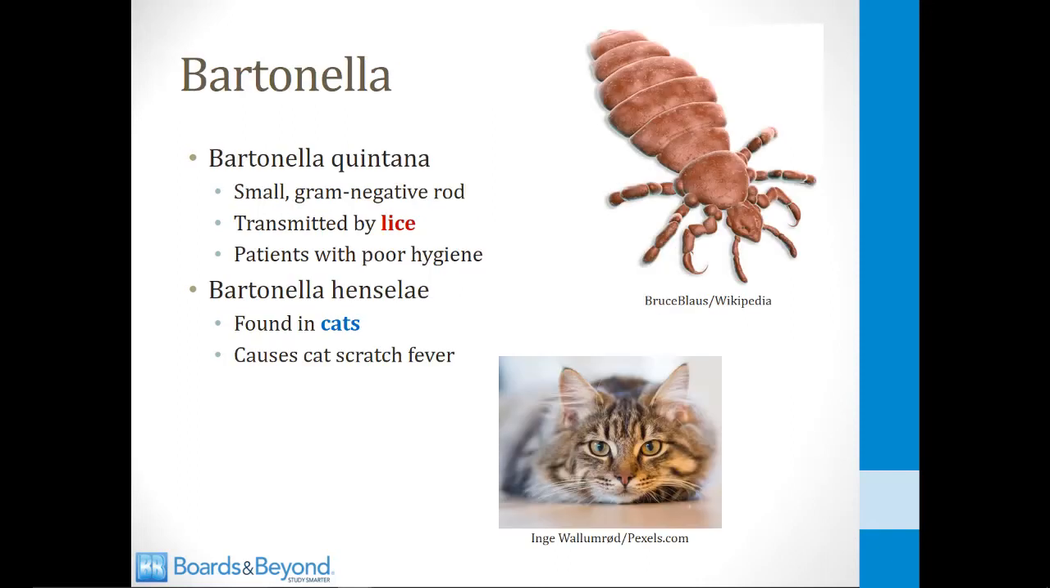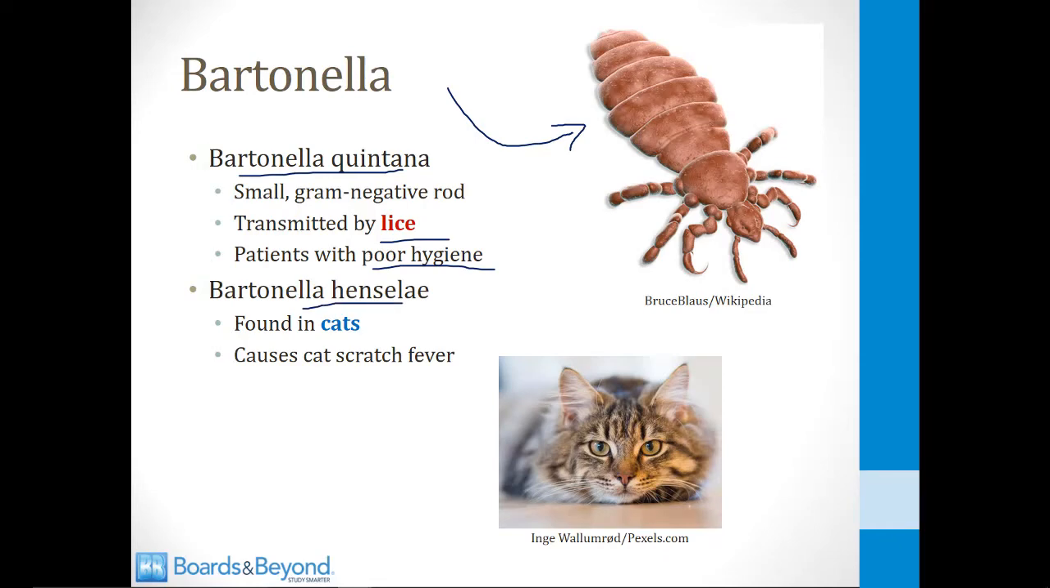There are two species of Bartonella that can cause culture-negative endocarditis. The first one is called Bartonella quintana. This is a small gram-negative rod. It's transmitted to humans by lice. So this is a picture of a louse on the screen here. It's an insect. And in patients with poor hygiene, like people who live in third world countries or homeless patients, they can develop infestation with lice, especially on their clothing, and the lice can transmit Bartonella to their bloodstream, and that can lead to culture-negative endocarditis.